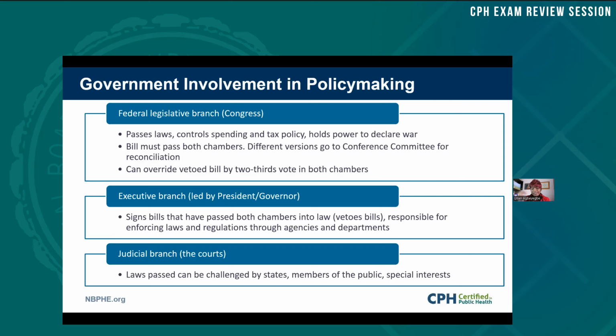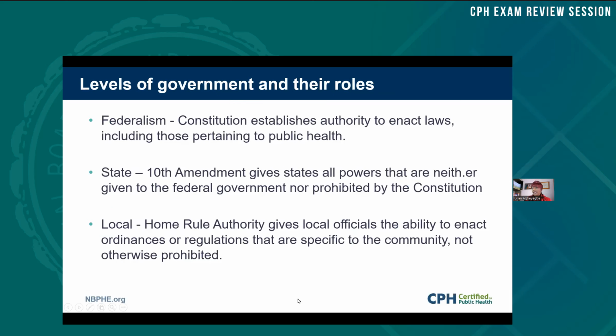So even when a bill has passed, you have the judicial branch that can still challenge what's going on there. All of these people have a role in government, the federal government, the state, and the local government, and these are all components of public health policies. The federal government is really passing broad laws across the states. And of course, once the federal government passes a policy, it can apply across the 50 states in the federation.